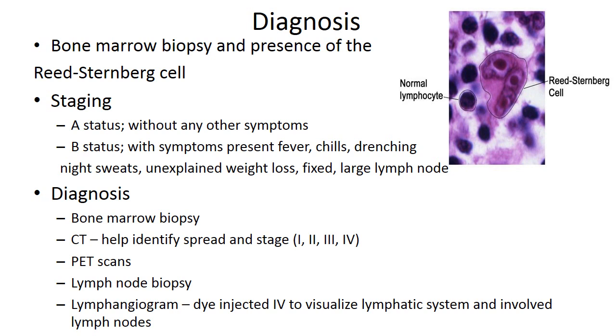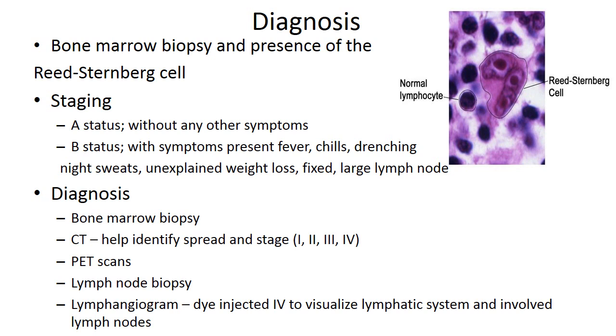the presence of the Reed-Sternberg cell when she did her biopsy eventually, but there was also a presence of these small tumors on her, near her heart and near her lymph nodes. So that is where they saw, and CTs are often done and PET scans are often done to help identify that spread and that stage of the disease.